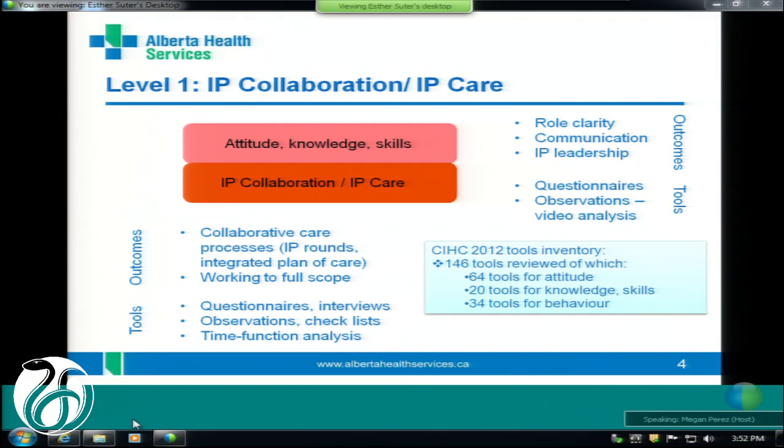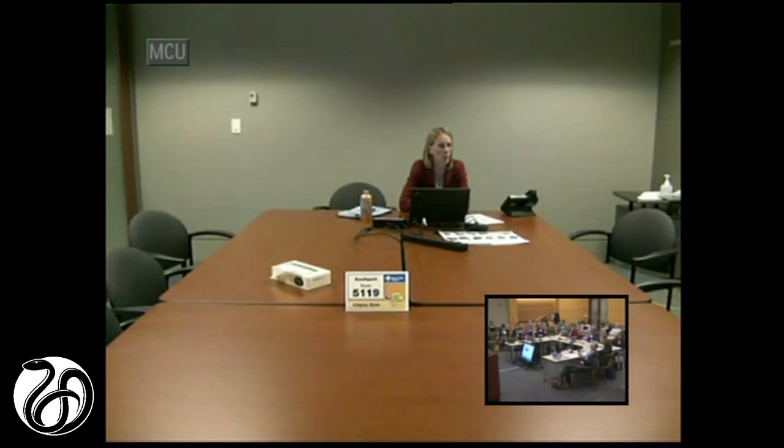We recently conducted a bit of a tools inventory looking at the literature to see what kind of tools do we have to measure attitude, knowledge, and skills as an outcome of interprofessional intervention. We found over 140 tools, and as you can see, the big majority really focuses on attitude, knowledge, and skills. There are only a few that focus on behaviors. So that's kind of the preferred mode for measuring this particular outcome, self-reported survey tools. And I think the usual sort of limitations associated with self-reported tools apply to this particular outcome measures.